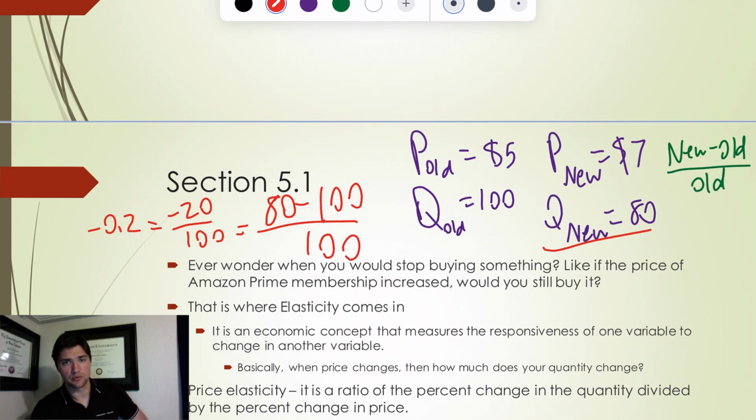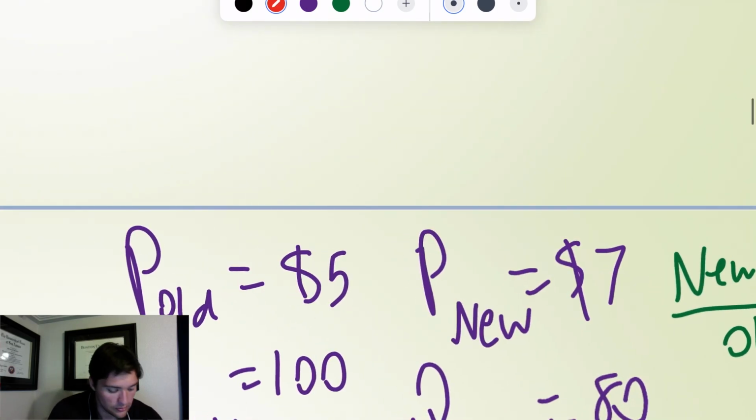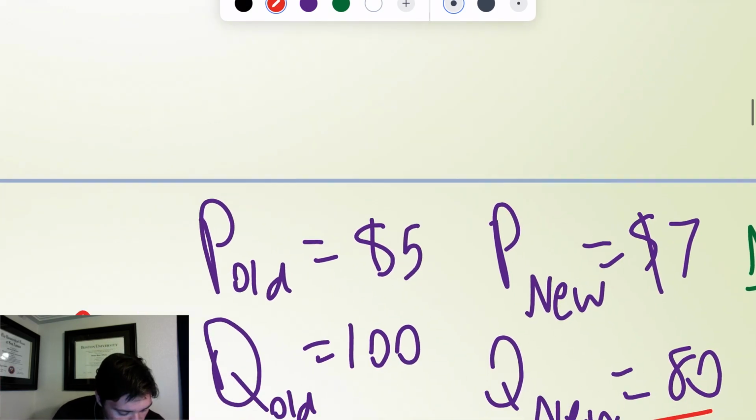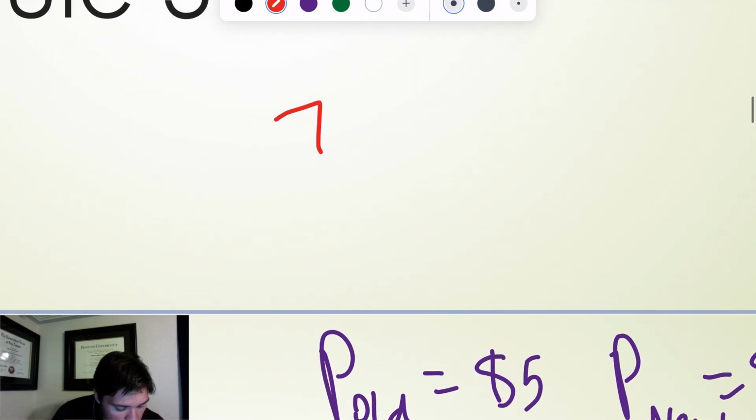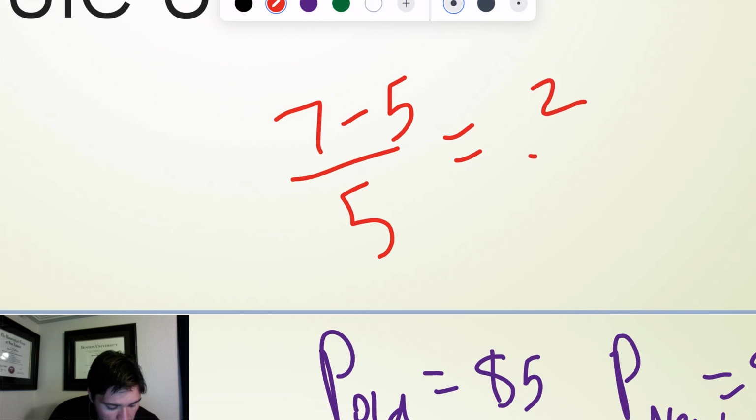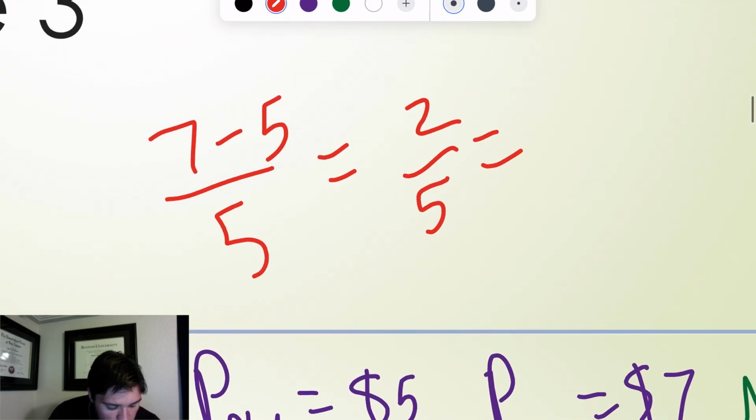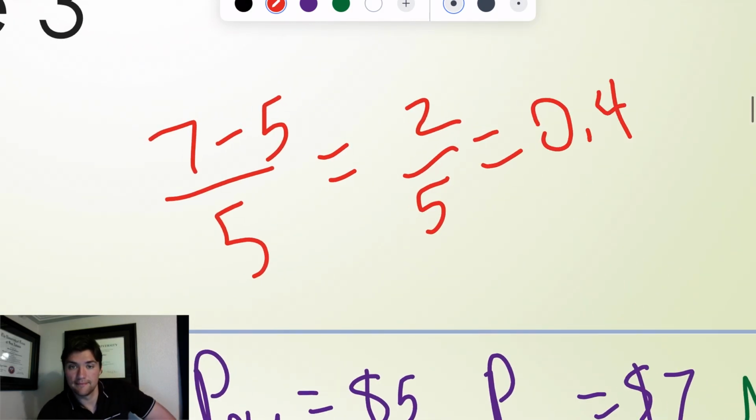Now let's do price real quick. Same idea, percent change in price. We're going to do new minus old divided by old, so that'll be 7 minus 5 divided by 5. That's 2 divided by 5, which equals 0.4. So now price changed 40%.